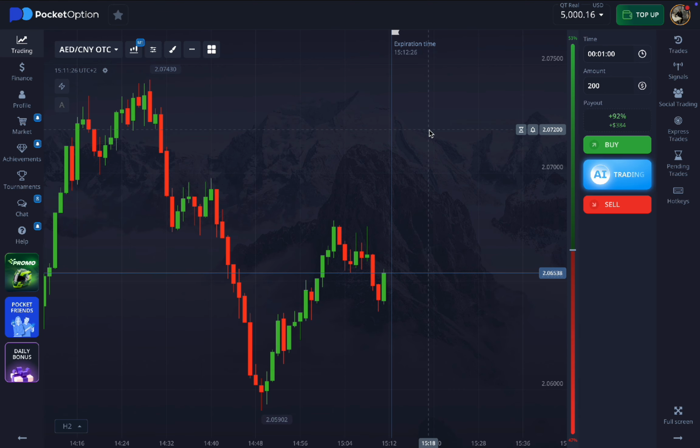I'll show you how to set up the RSI indicator so that it gives the most accurate signals. And overall, I'll demonstrate what trading with this strategy actually looks like.